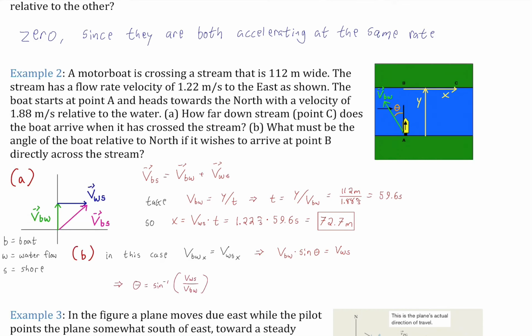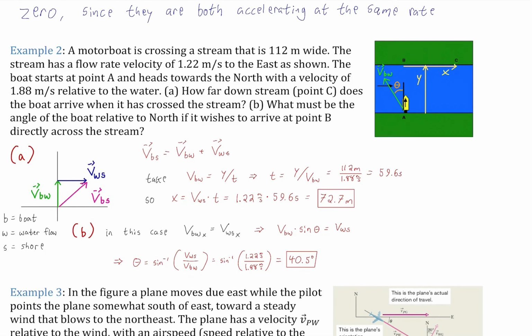Then it's just a matter of isolating theta, taking inverse sine, and plugging in my values. So it's just going to be inverse sine of the water velocity divided by the boat velocity, and we get 40.5 degrees. There you have it. That's the angle that the boat would have to turn at to actually get across and not drift. Hopefully that makes sense.